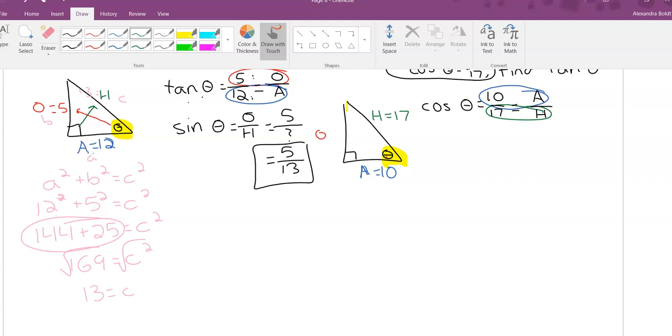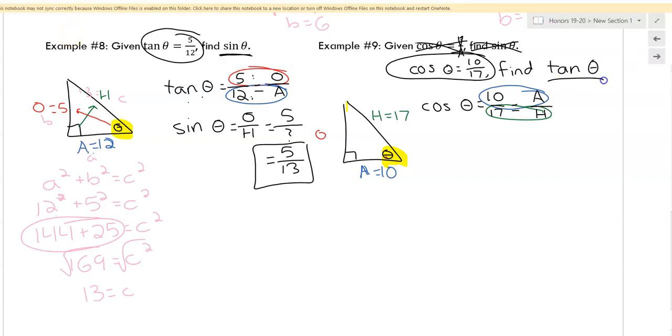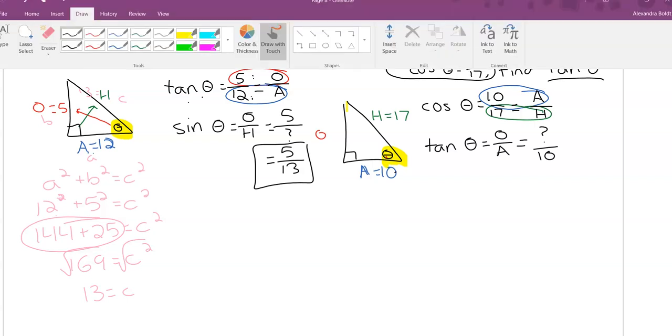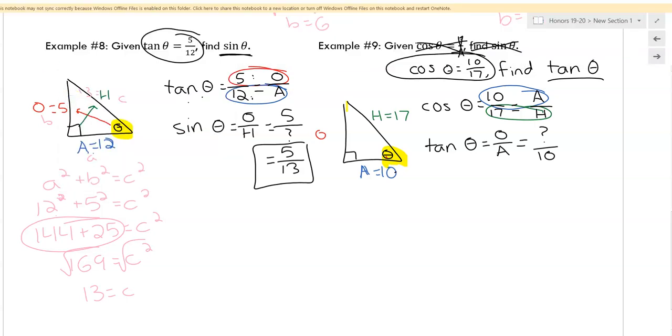Now if I want to find the tangent of theta, right, that is the opposite over the adjacent. Well, I don't know my opposite side, but I know my adjacent side is 10. So let's use our Pythagorean theorem. A squared plus B squared equals C squared. So I have A, B, and C. So that's 10 squared plus B squared equals 17 squared. And that's 100 plus B squared equals 289, is what 17 squared is.